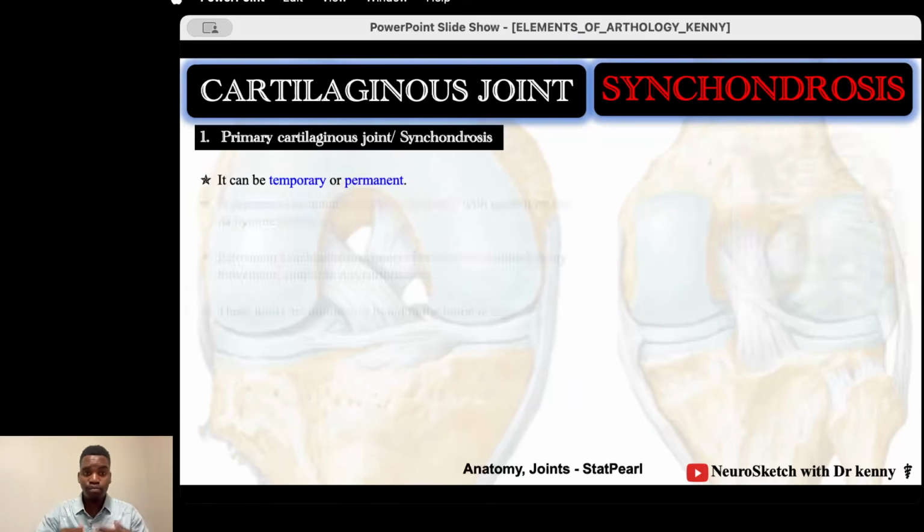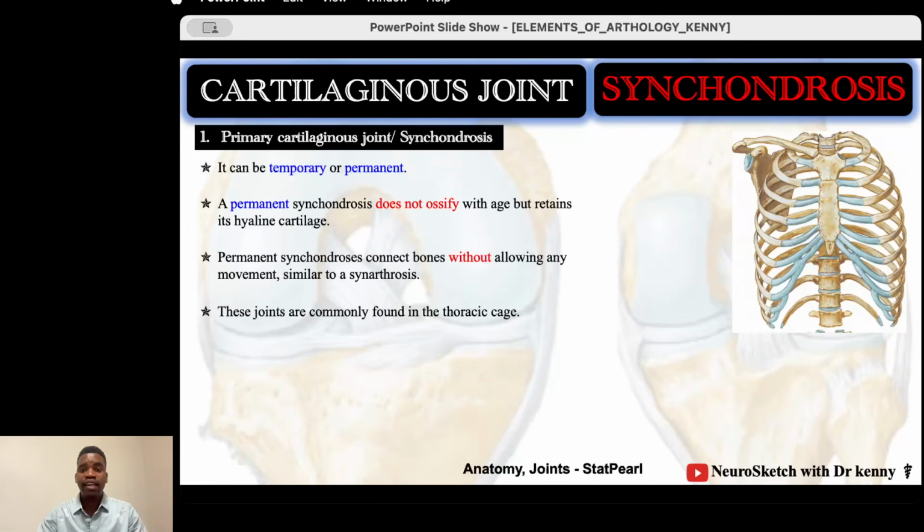Okay, so what about the permanent primary cartilaginous joint? In a permanent primary cartilaginous joint, there is nothing to be replaced. The hyaline cartilage will retain its nature and will always be there. The articulating bones are brought together by a cartilage which is not going to be replaced anyhow. Okay, so that is it on the primary cartilaginous joint.